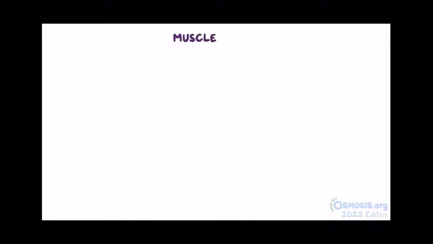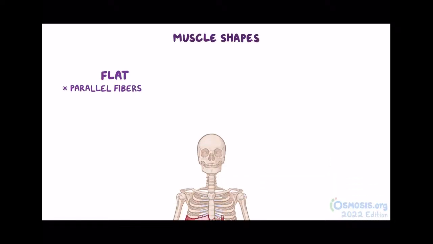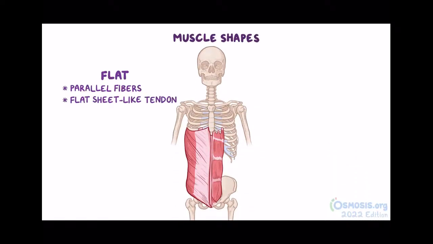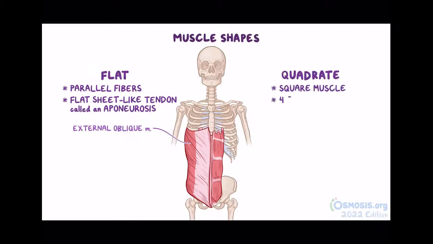Alright, now muscles come in a variety of shapes that help serve their specific functions. For example, a flat muscle has parallel fibers, and often has a flat, sheet-like tendon called an aponeurosis, as is the case for the external oblique muscle covering the abdomen. Next is a quadrate muscle, which describes a square muscle with 4 equal sides. An example of a quadrate muscle is the famous six-pack, anatomically called the rectus abdominis, which is a long, paired muscle that is divided into square-like portions by bands of connective tissue.